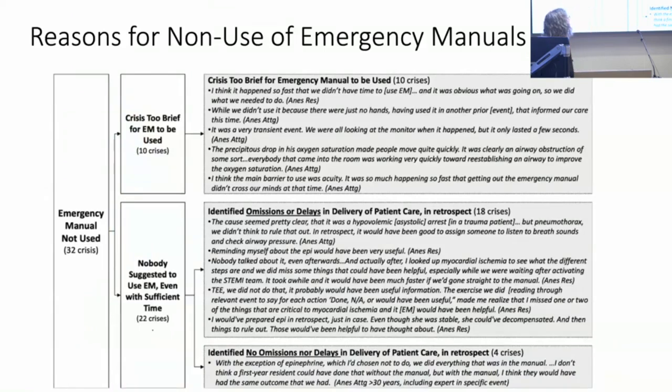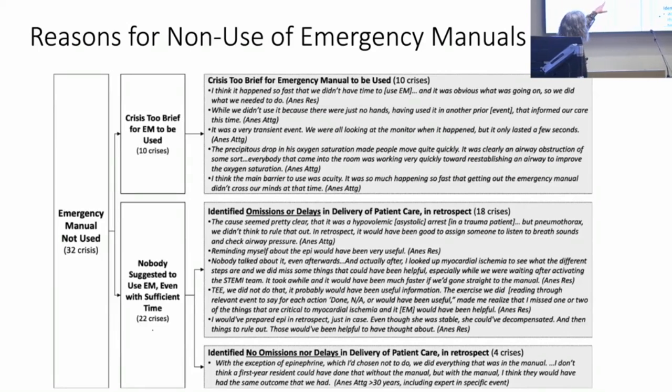We also looked in this study at reasons for emergency manual non-uses. And we were really interested in why they weren't used. So you can see that 10 of these crises out of the 32 were too brief for EM to be used. And you can see some of the quotes for that. And as the qualitative interviewers and the thematic team agreed with these assessments, that was appropriate non-use. And then you had these 22, and the major reason was nobody suggested to use the EM. So if you remember back, I said that one of the biggest challenges is triggering use and suggesting it. And when someone suggests it, almost always it is used if it's not that flash event.